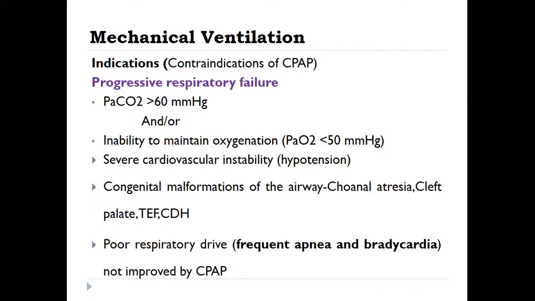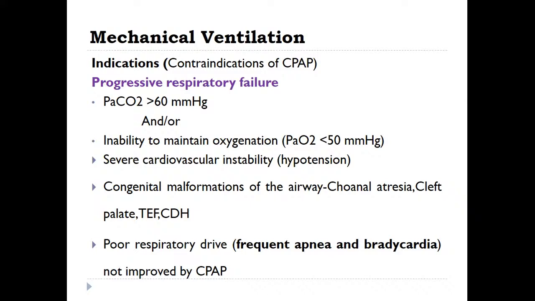Mechanical ventilation is indicated when you have continuous CPAP with progressive respiratory failure, a high PCO2 of more than 60, pH less than 7.2, you're not able to maintain oxygen at 60% FiO2, there is severe hypotension requiring more than 2 inotropes, the baby has severe airway malformations, or frequent apneas and bradycardia not improving with CPAP. These are the indications for mechanical ventilation.